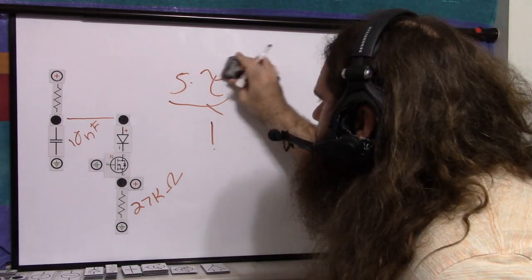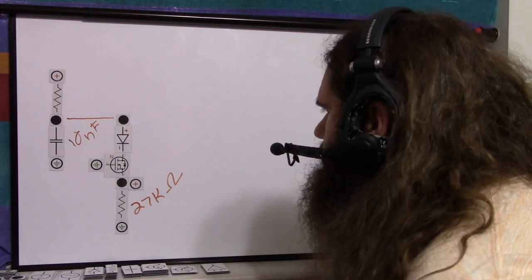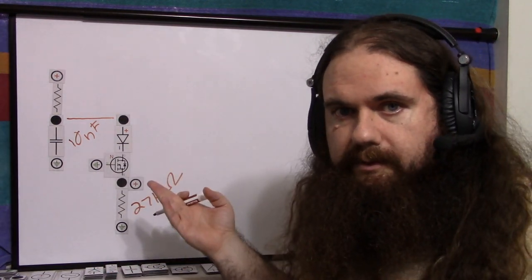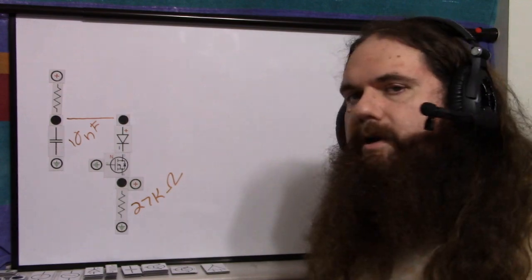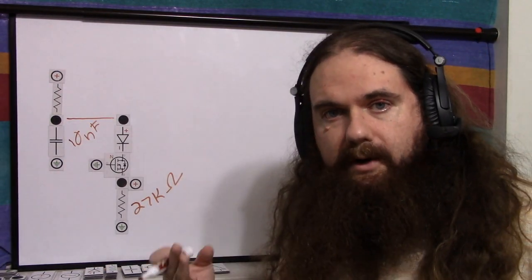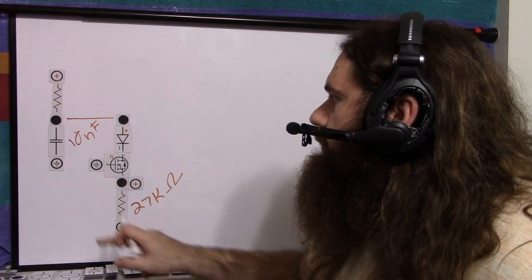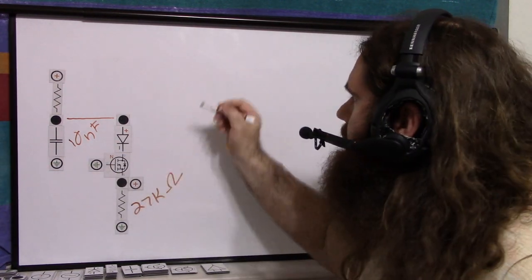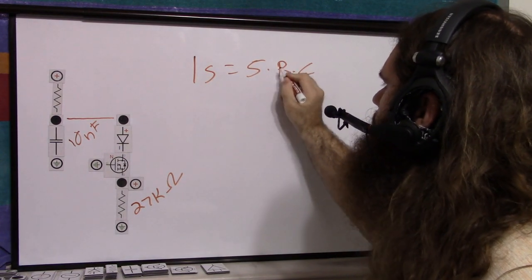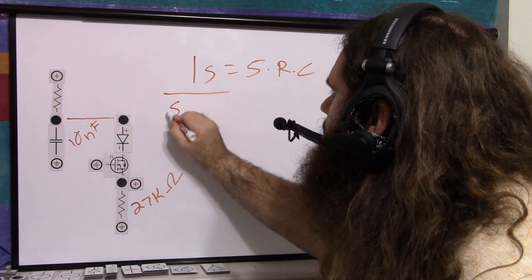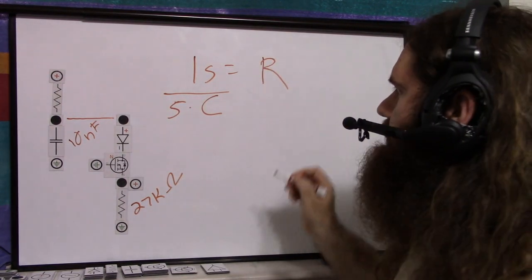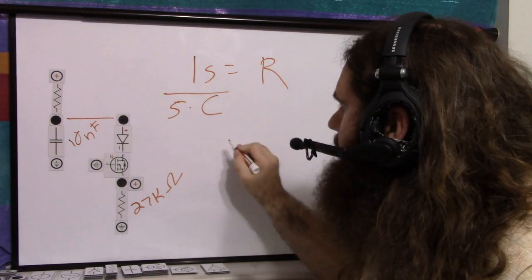So now it's going to drain from absolute full to pretty much empty in just over 1 millisecond, like 1.3 milliseconds. Cool, that's fine. Then I say I would like to charge from empty to full in about 1 second. So again, we have 5 times R times C. So 1 second equals 5 times R times C, but this time we know the capacitance. So divide by 5 times the capacitance, and we get the resistance, and that comes out to about 20 megaohms.